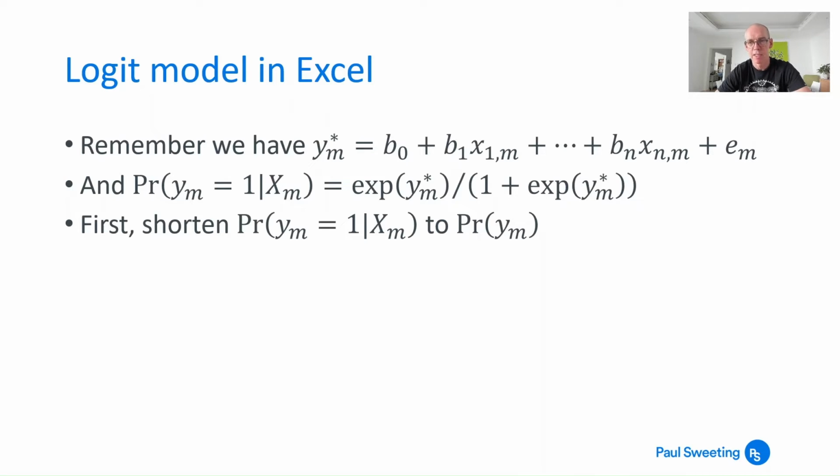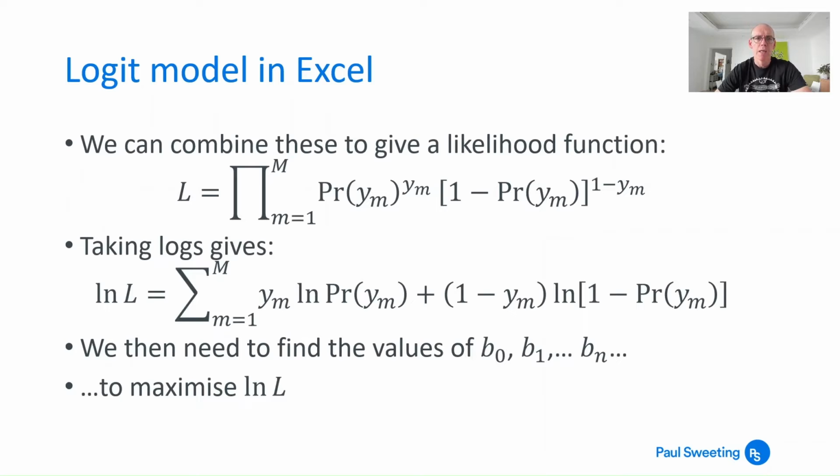And the reason for that is, the slides are only so big and I don't want to take up more space than is necessary. So how do we get from this to the likelihood function? First, just a bit about what the likelihood function is. The likelihood function is essentially saying what is the probability of each of these dependent variables having the values that we have assigned to it.